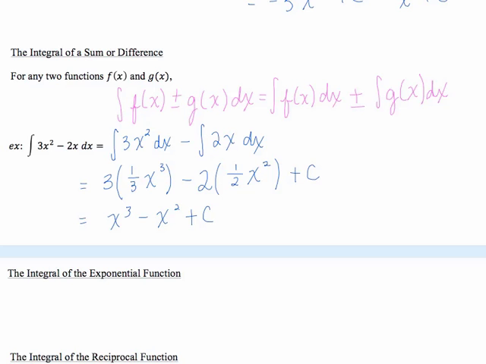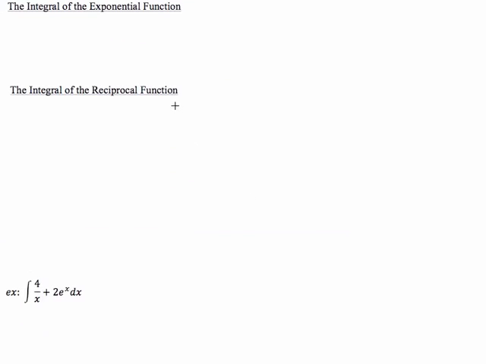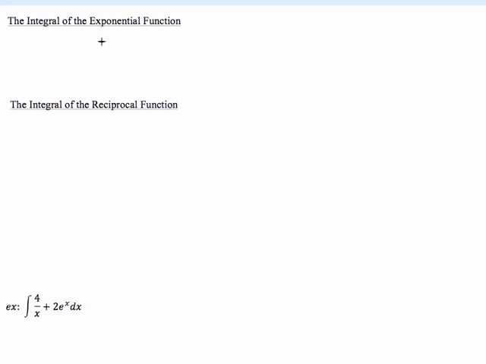Next is the integral of an exponential function, and that's of e to the x. You might remember that the derivative of e to the x is itself e to the x. So this one's the easiest rule. The antiderivative of e to the x is also e to the x plus an arbitrary constant.